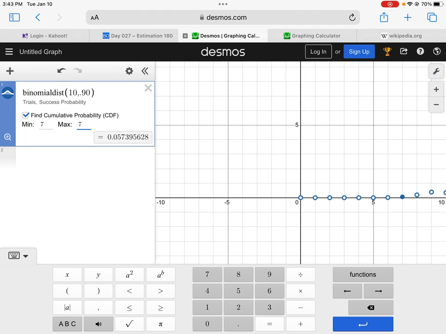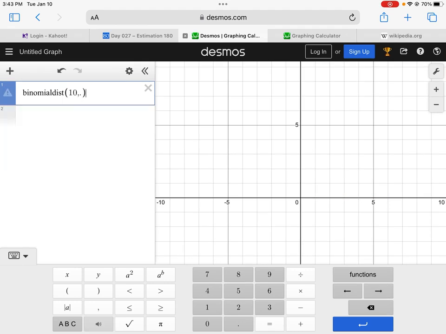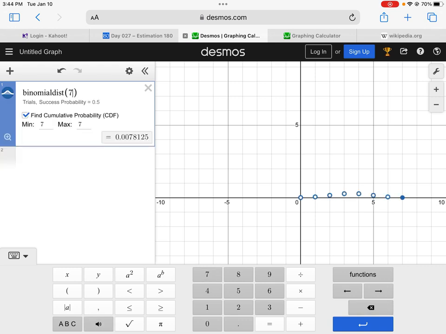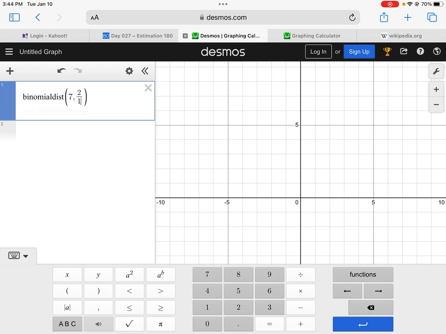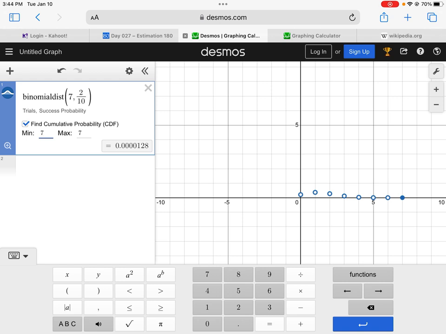So we could go back here. So we have 7, and we said 2/10. And then we can change this to what we want is 3. So 11.5%.